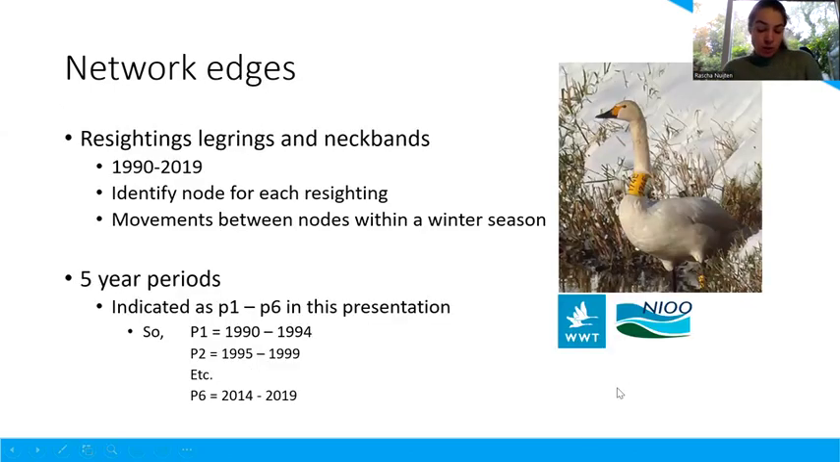To connect the network nodes, we needed to identify the connections. In network analysis terminology, these connections are called edges. We identified the edges based on the resightings of neck and leg rings by volunteer observers between 1990 and 2019. For each resighting, we identified the node to place it into the network. We collated all edges per 5-year period in the next visualizations.